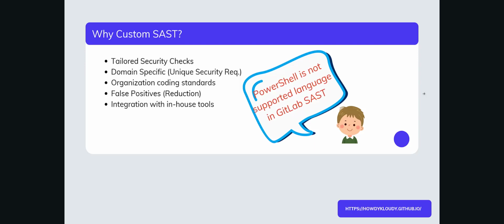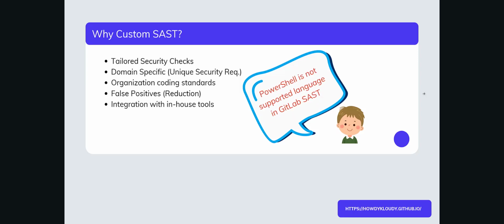So consider that you have custom rules, or you want to do some specific check that is helpful for your organization's standard, or it can be domain specific, a unique security requirement, or your organization follows a coding standard which is not followed by the enterprise level or in any open source platforms. And also you can reduce the false positives by implementing custom SAST. Custom SAST also helps in integrating with in-house tools so that you can achieve custom solutions or meet your custom requirements.